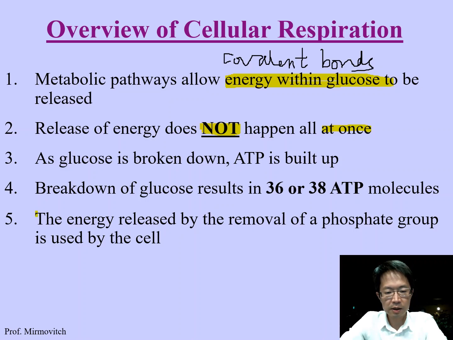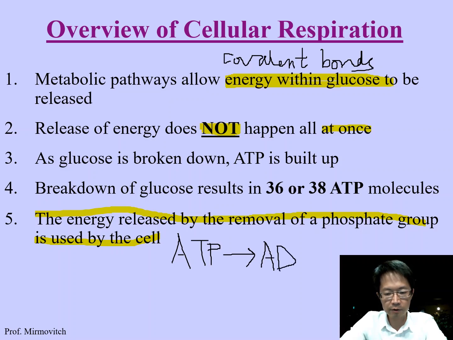So what it says here, the energy released by removal of a phosphate group is used by the cell. What it means is it is referring to ATP. ATP becomes ADP. Adenosine triphosphate becomes adenosine diphosphate and a phosphate, we call it an inorganic phosphate group. So this is what it means.